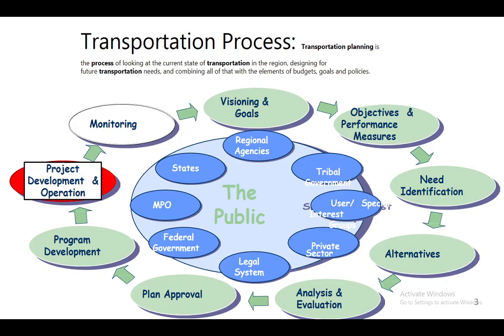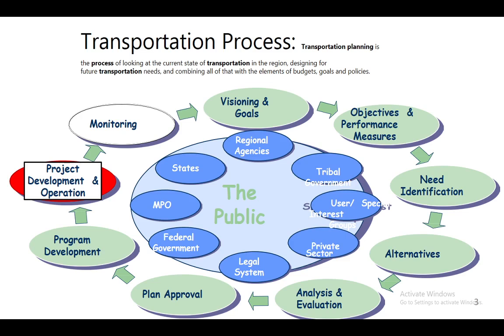This is a transportation process. Transportation planning is a process through which we look at the current state of transportation in the region, in the country, in the city, for the future transportation need, through which we can combine all of that with elements such as what the goals will be, what the policies will be, and what the main objectives are.